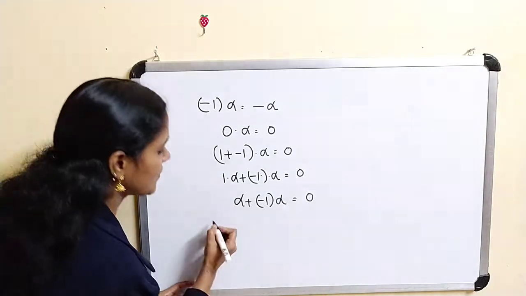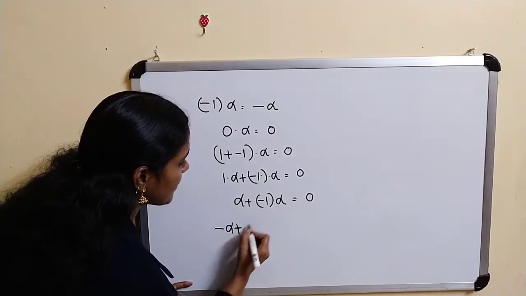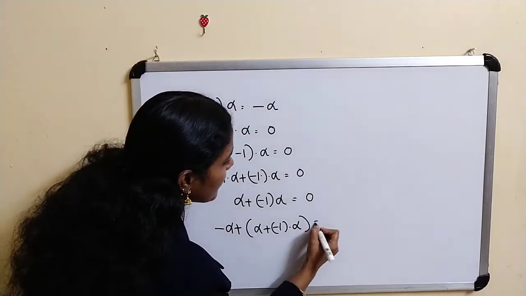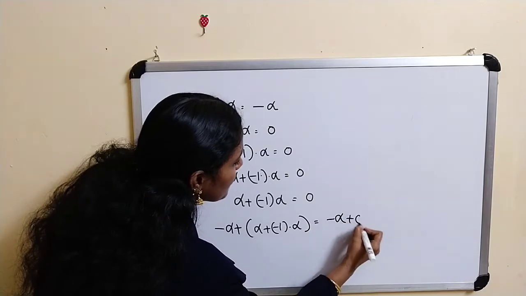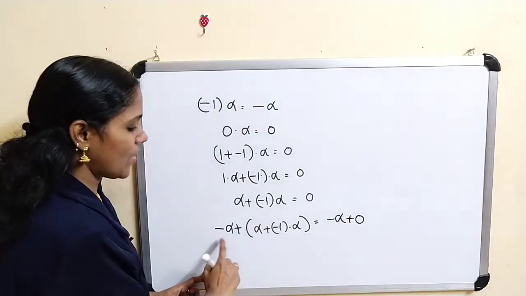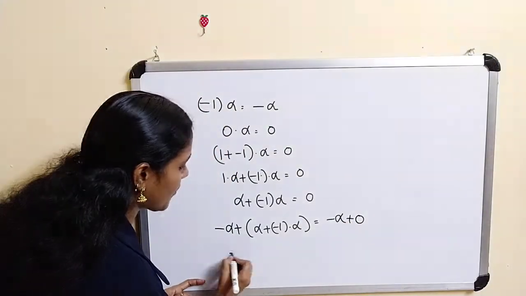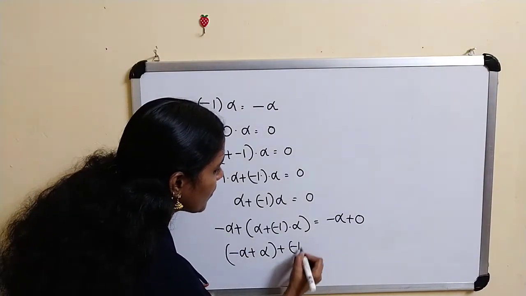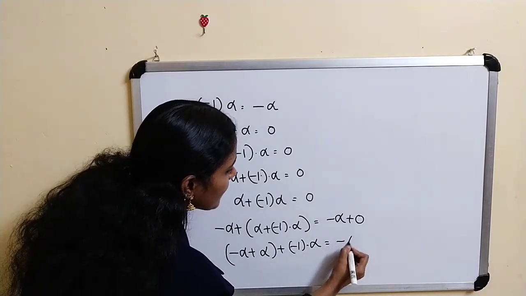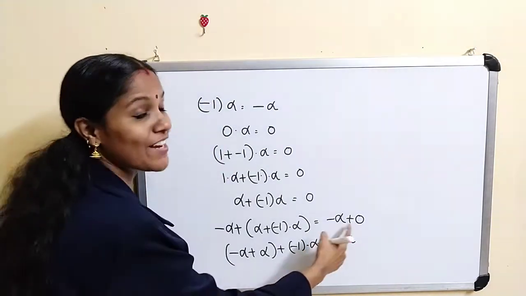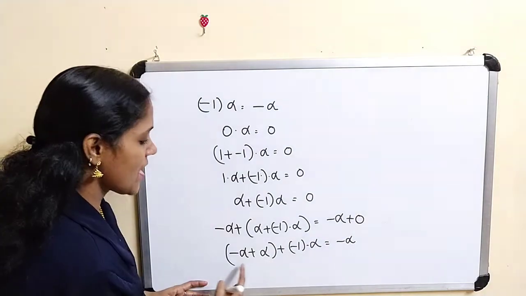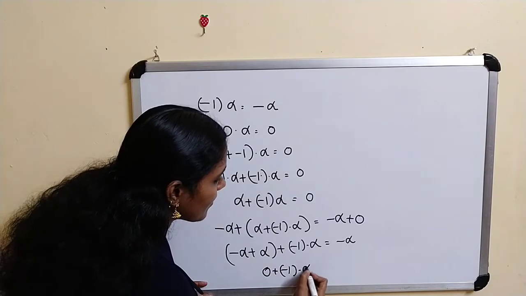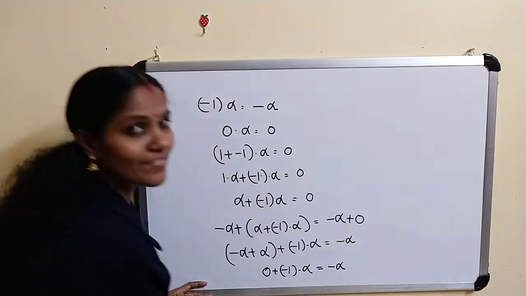Okay. So, adding both sides by minus alpha, we get minus alpha plus alpha plus minus 1 into alpha equal to minus alpha plus 0. Now, using again the associativity property, minus alpha plus alpha plus minus 1 into alpha equal to minus alpha. Minus alpha plus 0 equal to minus alpha. And now this is again 0 plus minus 1 into alpha. And this is equal to minus alpha.